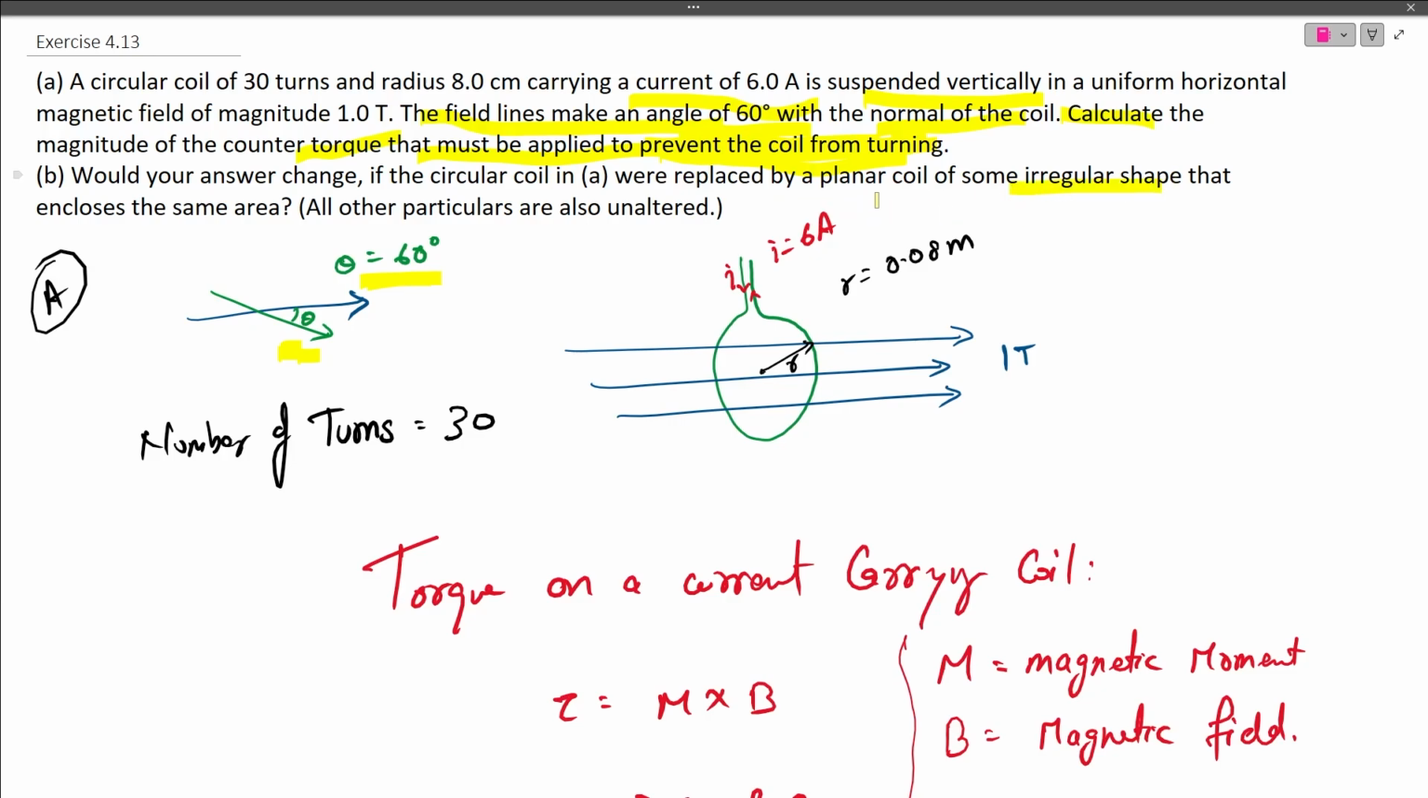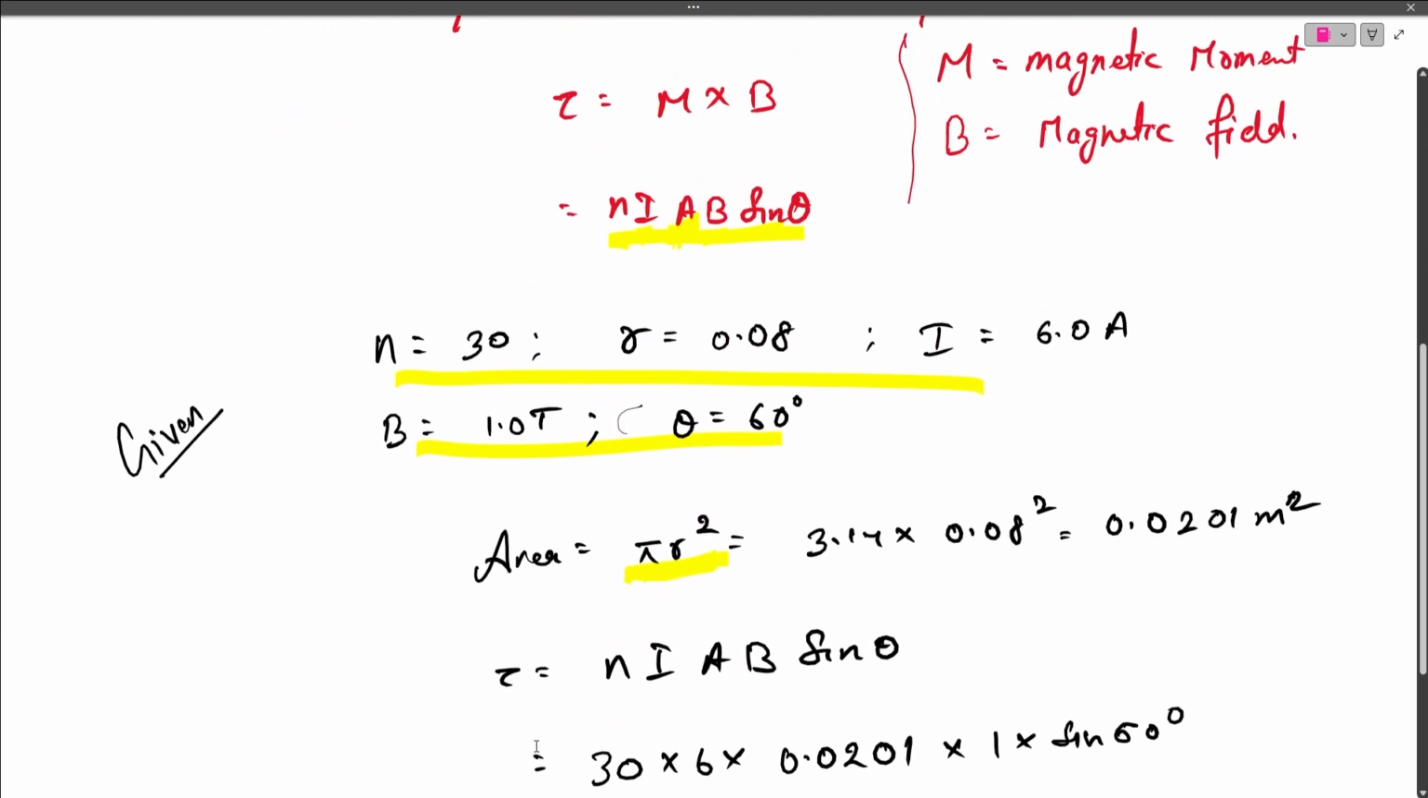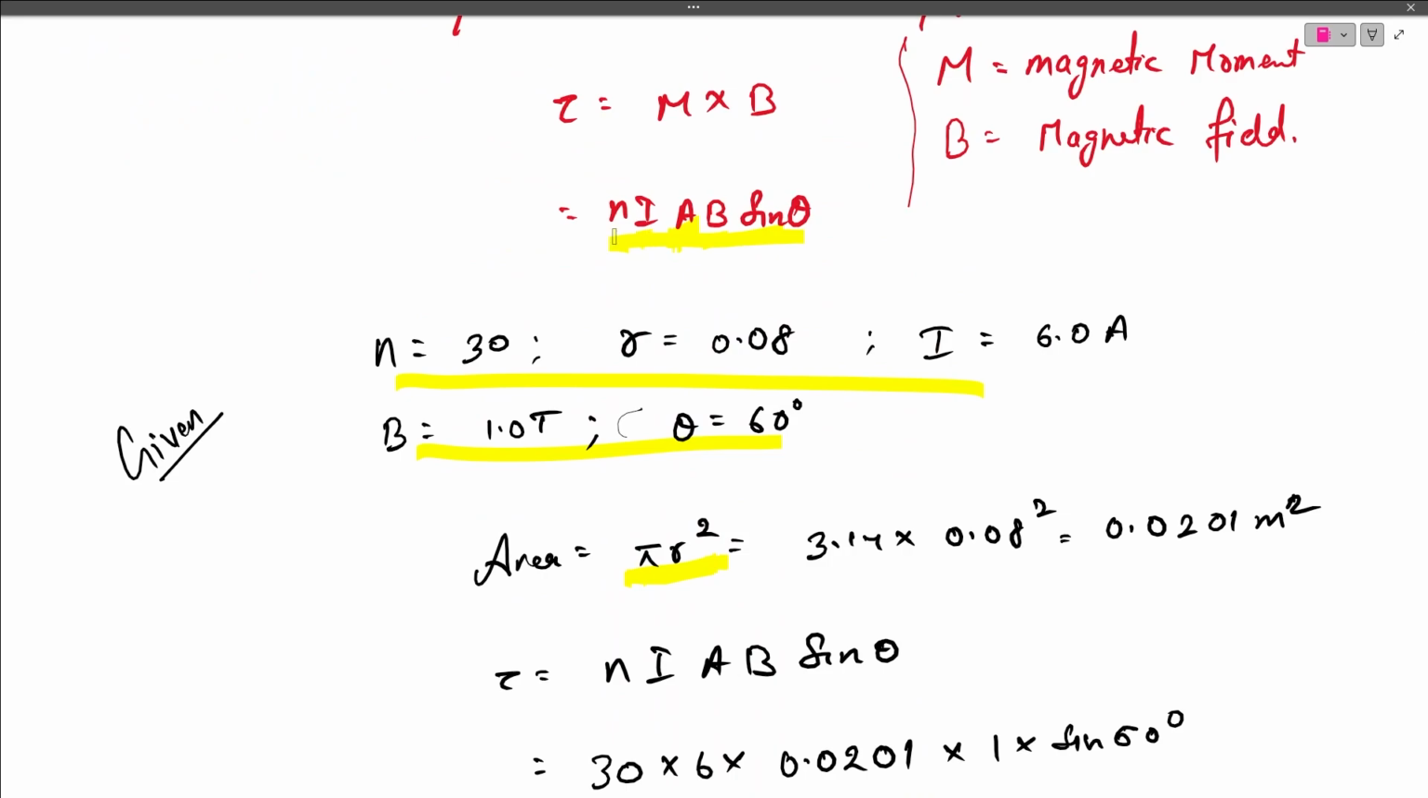Now the second question also asks whether, if we replace it with some irregular shape of the same area as that of the circle, the torque will change. So in this formula of torque, we see that it doesn't matter what the shape of the coil is, it only matters the magnitude of area. Since it is not changing, the torque will also not change. So the answer would be no, the torque won't change on changing the shape of the coil.